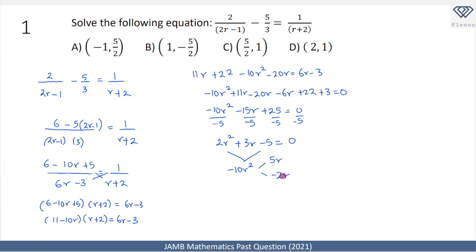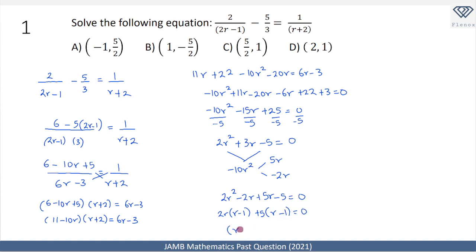Why? Because 5r times minus 2r will give me minus 10r squared, and 5r plus minus 2r will give me 3r. So I will substitute the value of 3r with what I have over here. So this becomes 2r squared minus 2r plus 5r minus 5 is equal to 0. So I factor out 2r from here. So I have 2r into bracket r minus 1, and I have plus 5. Try to factor this out also into bracket r minus 1 is equal to 0.